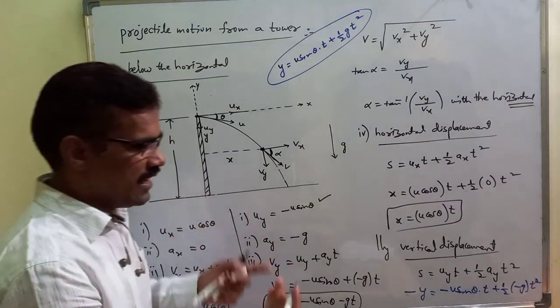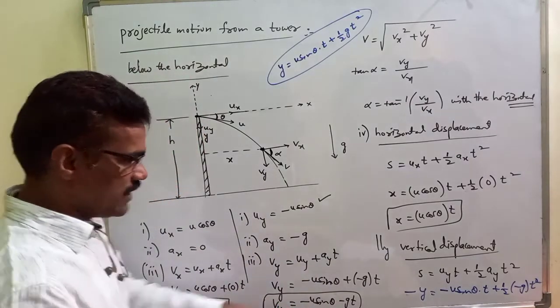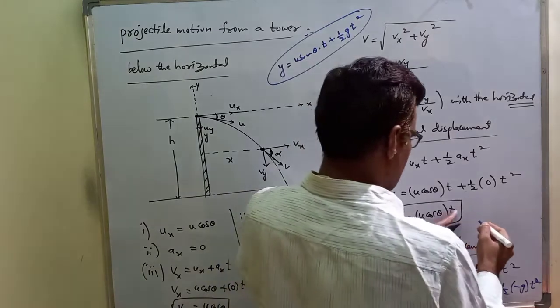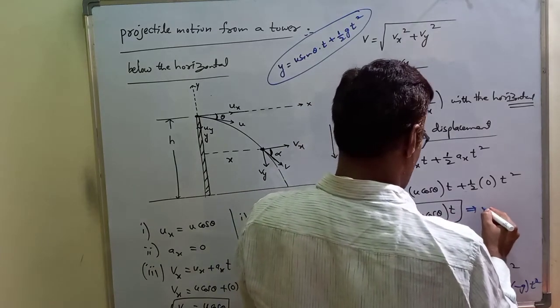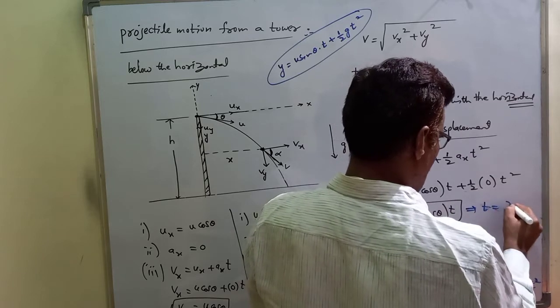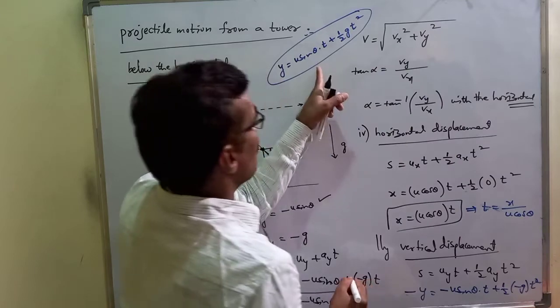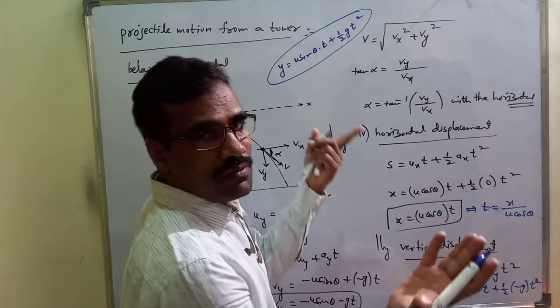What is the projectile equation for this case? Here x is equal to u cos theta into t. That's why here x is equal to u cos theta into t. So t is equal to x by u cos theta. Substitute the t value here, and we get the projectile equation.